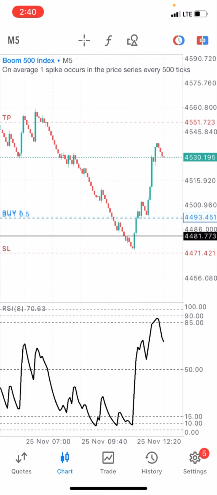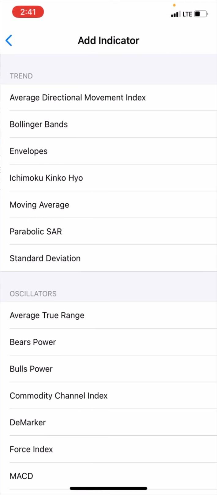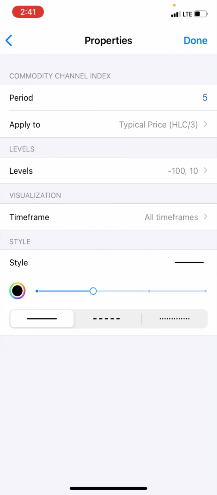All right, and then you go to the next one, which is another indicator we are going to be adding on the main window again. So you just click on the plus sign next to the main window and add your Commodity Channel Index with the following parameters. Okay, period 5, apply to typical price. Levels should be minus 100, minus 110. All right, and all time frames, of course.